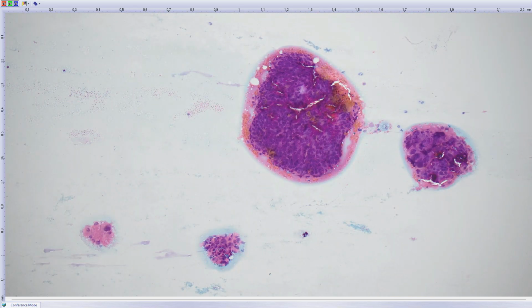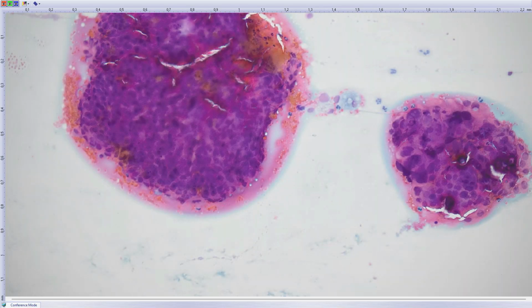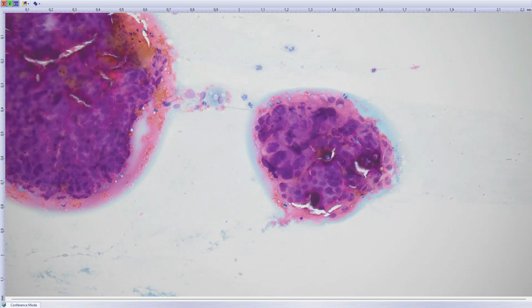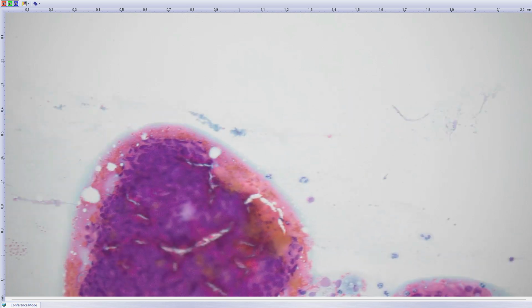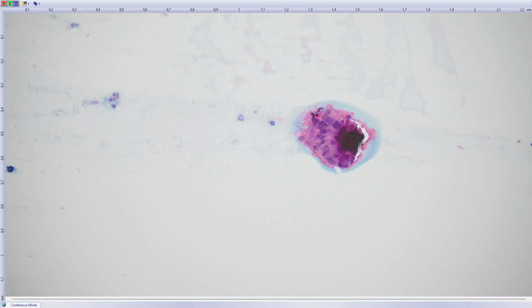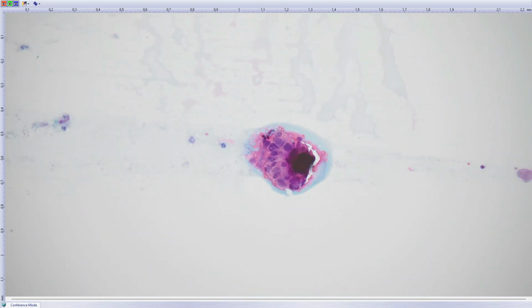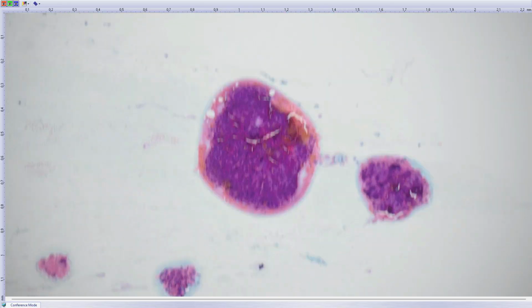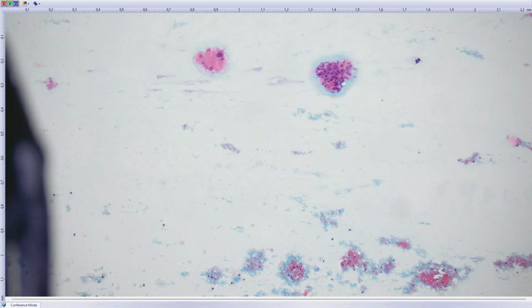Okay, even more pleomorphic, and in some of these clusters you can see these almost psammoma-like microcalcifications. So you can tell it's malignant, but the clinical history of the patient is important.